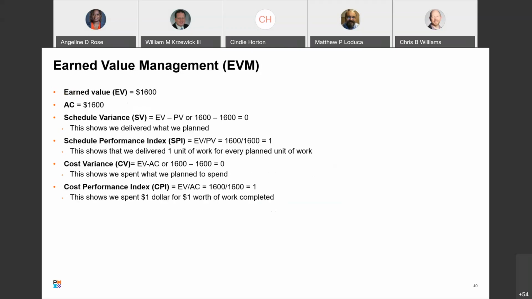We're looking good. So earned value, actual cost, $1,600. Schedule variance, EV minus PV, 0. We deliver what we plan. SPI, EV divided by PV, is 1. We deliver 1 unit of work for every planned unit of work. Cost variance, EV minus AC, is 0. We spent what we planned to spend. And then CPI is 1. We spent $1 for $1 worth of work that we completed. So we're looking great. We're right on target.